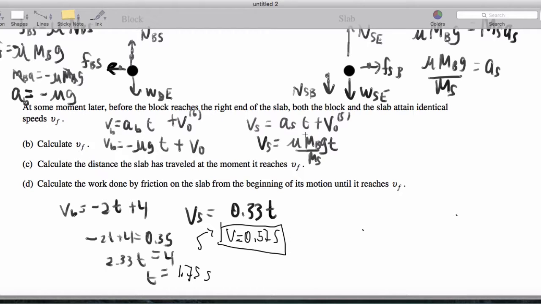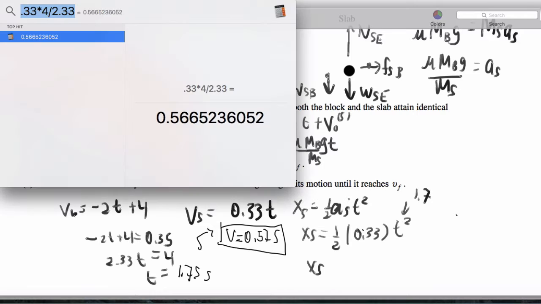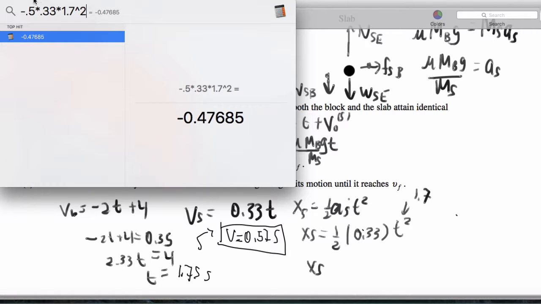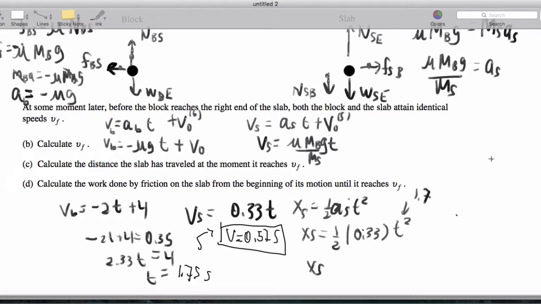Now, the distance traveled by the slab, the moment it reaches v_f, well, we can actually say that the distance is going to end up being 1/2 a of the slab times t squared. And that's going to be x of the slab is 1/2, the acceleration is 0.33, times t squared. And the t we got was 1.7. So when we get x of the slab, we're going to end up getting about 0.48 meters.